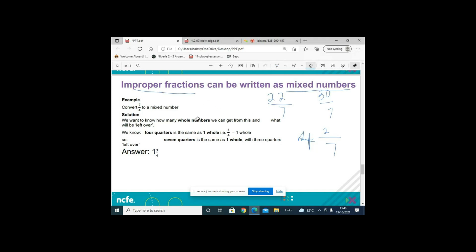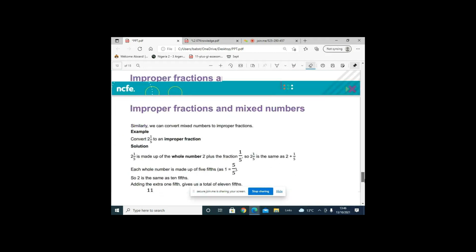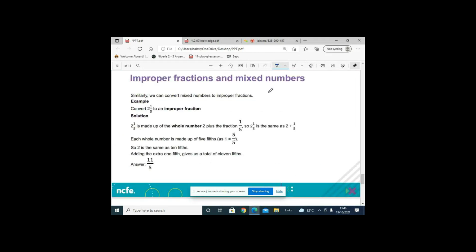So you can also turn mixed numbers to improper. It's the other way around. If you have something like 2 1/5, you multiply 2 times 5, that is 10. 10 plus 1 is 11. So it's going to be 11/5.